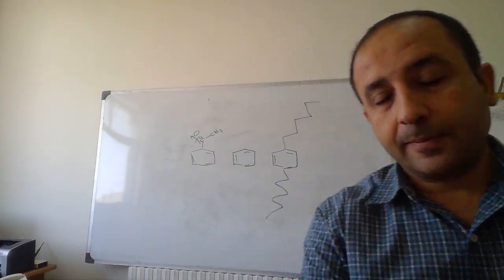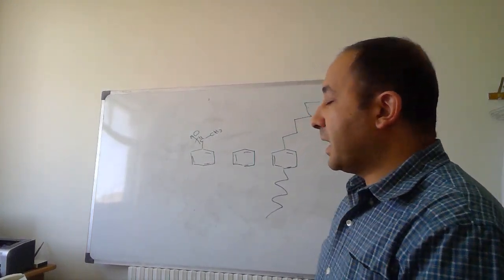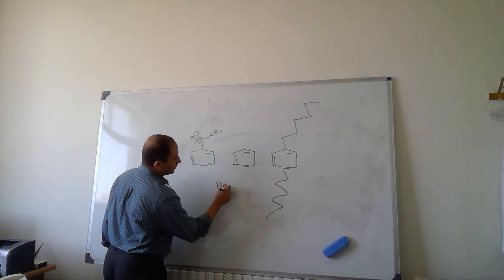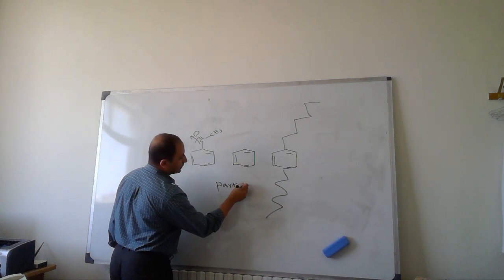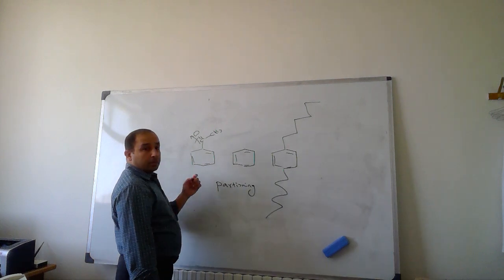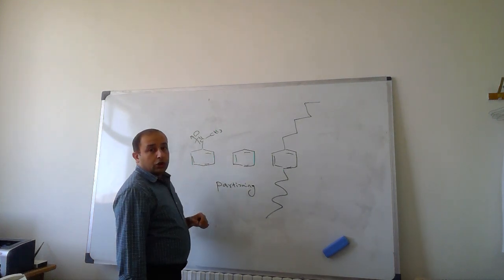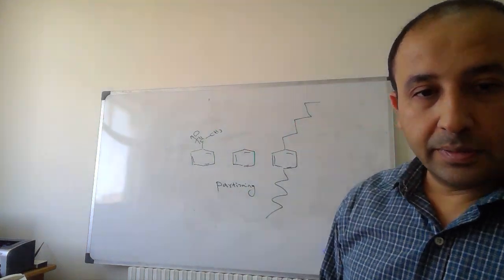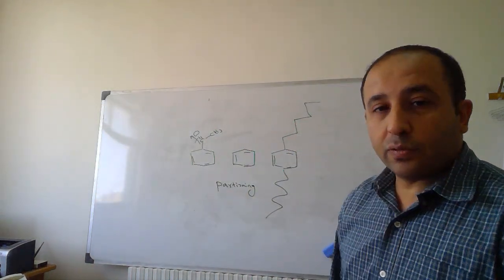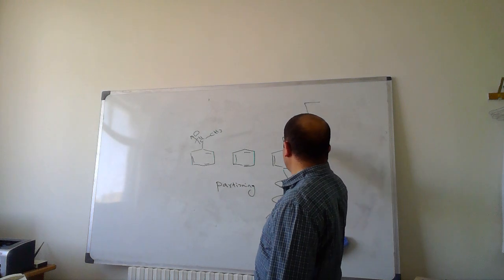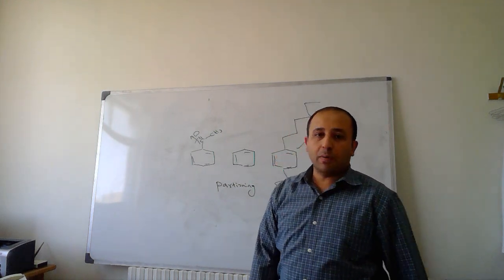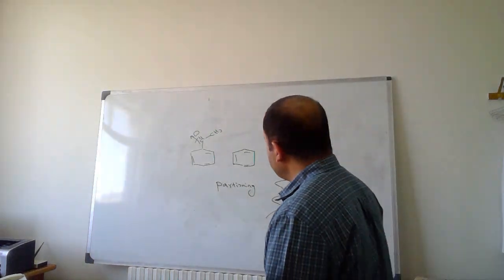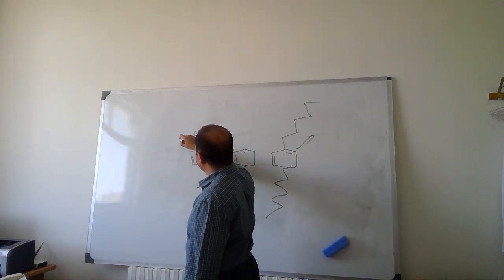So the unique mechanism is partitioning. Now, partitioning according to the lipophilicity, to the log P. Now, which is more hydrophobic? This one is the most hydrophobic one. And which one is the least hydrophobic? The one with carbonate is the least.